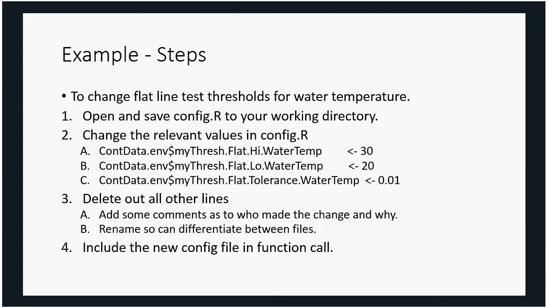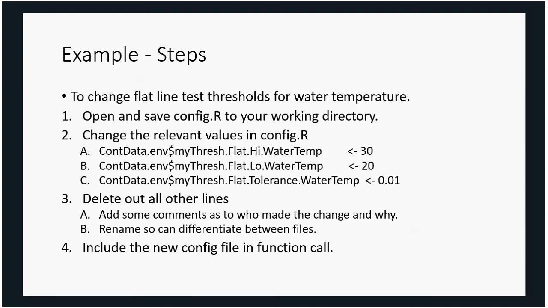As an example, to change the flatline test thresholds for water temperature, open and save the configuration file to your working directory and change the relevant values. Say 30, 20, 0.01; you might want to change them to 50, 30, and leave the 0.01. I recommend you just delete all the other lines in the code to make it easier to find.